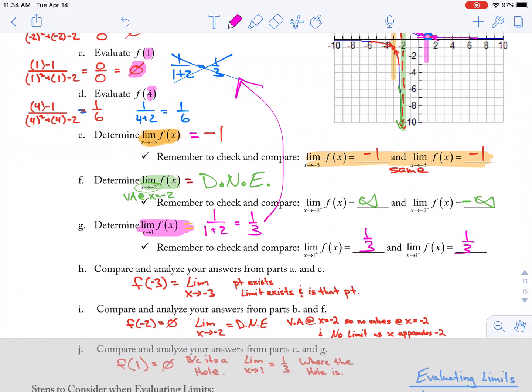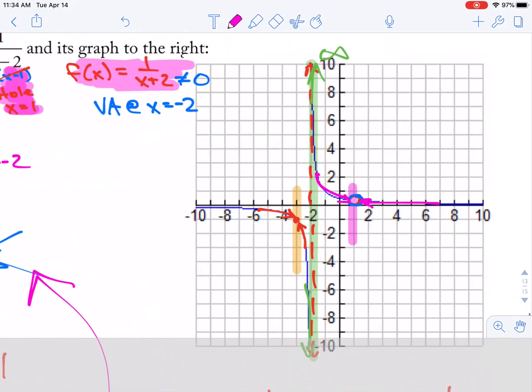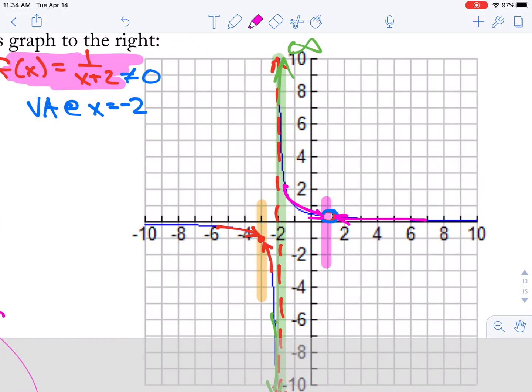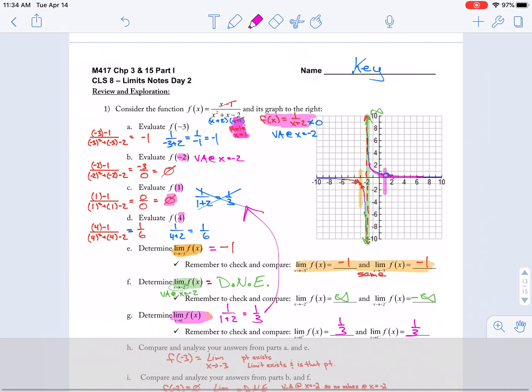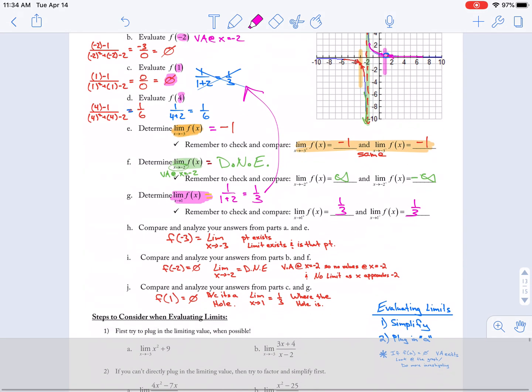So things to note here now. This is the key to the limits here. If you have a graph, limits do not exist where you have an asymptote or a jump. If you have a hole, the limit does exist, and the limit is where the simplified version is. And that's what we're going to work on today. And that's what this all says right here.